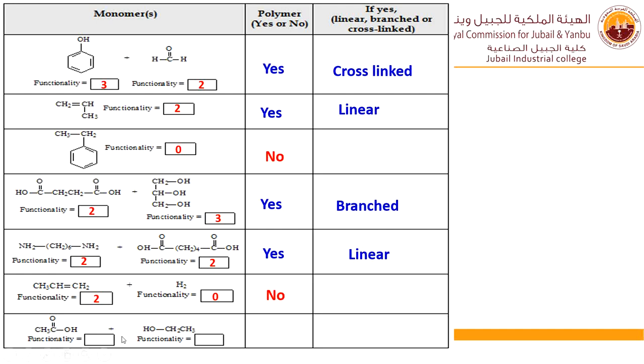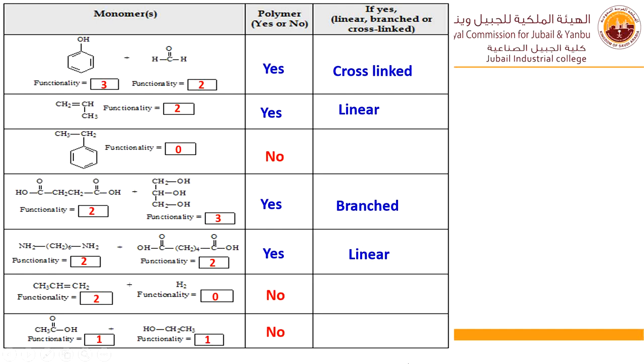Now let's look at the last one. The last one has 1 functional group. This molecule has 1 functional group because it has only carboxylic acid. This one has an alcohol group, so the functionality is equal to 1. So 1 plus 1, of course, will not give a polymer. In this reaction, hydrogen from the carboxylic acid group with OH from here will be eliminated as water, and you end up with an ester product, and the reaction is called a condensation reaction, no polymer.